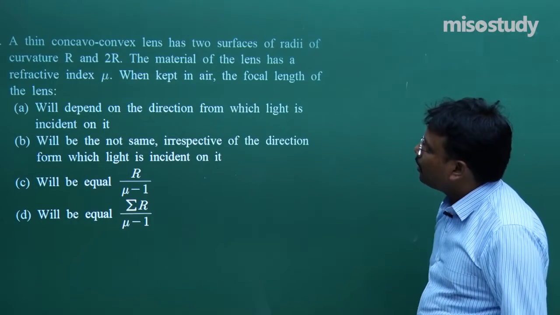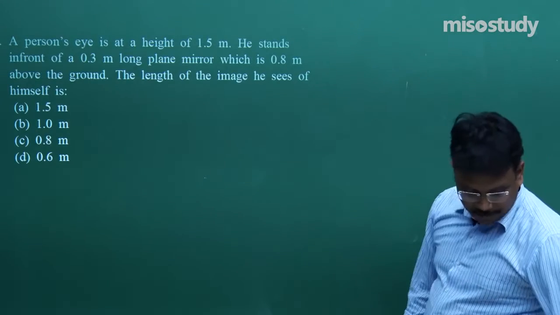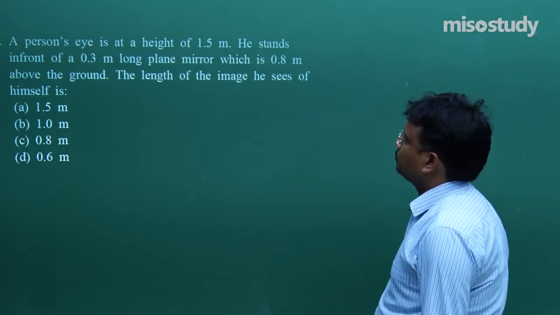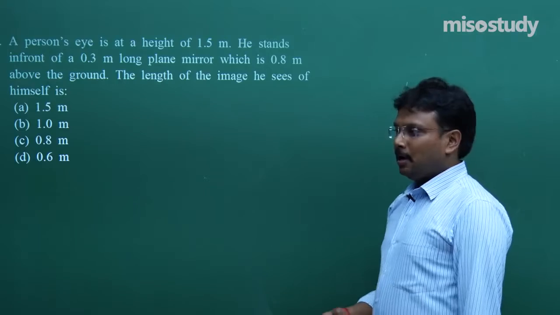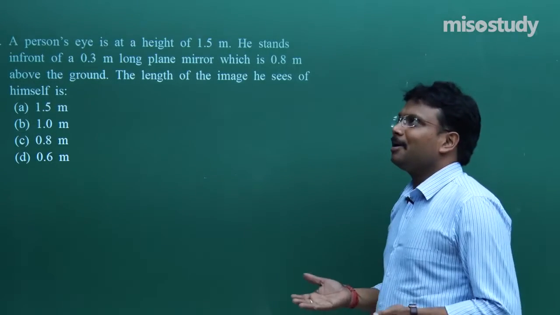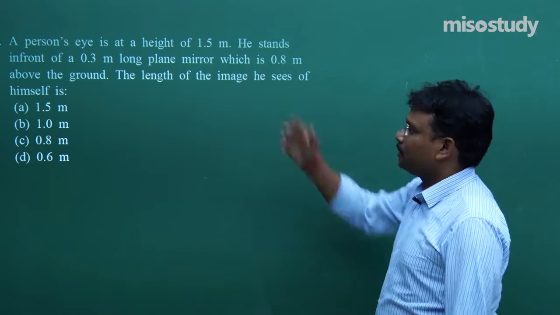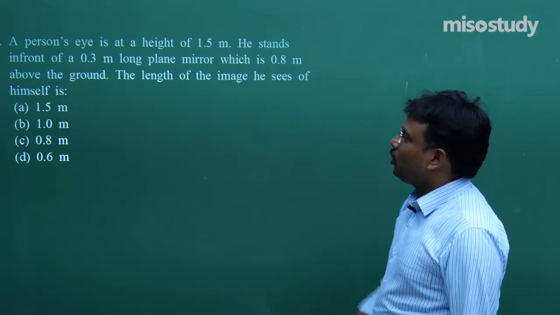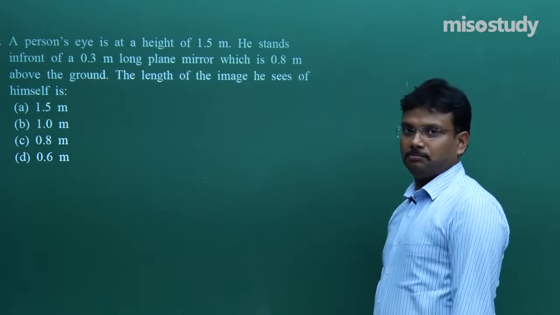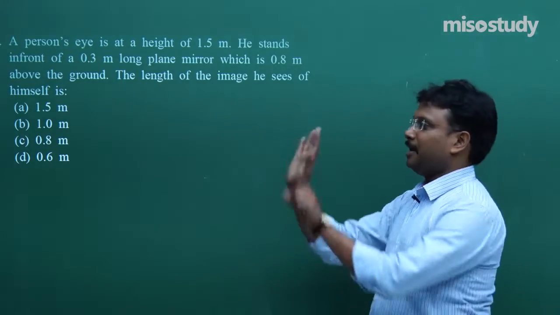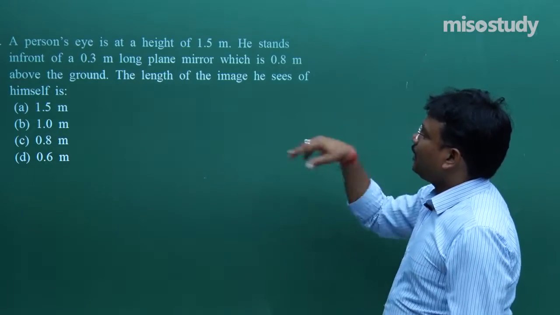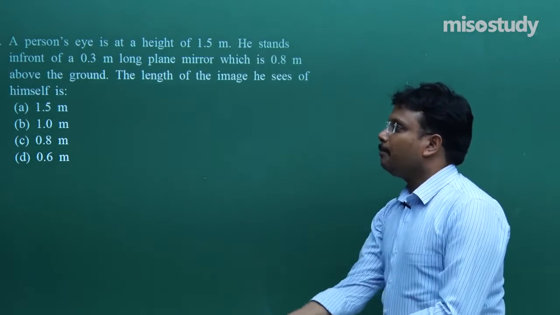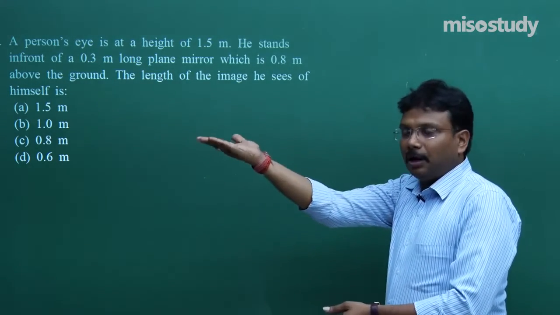So, here comes the next problem: a person's eye is at a height of 1.5 meter. Let's say I am not as tall, but let's say that person is a very tall one, 7 feet or so. I am a very short person. He stands in front of a 0.3 meter long plane mirror, like this, and the plane mirror is in front of him, which is 0.8 meter above the ground, but the plane mirror is not exactly on the ground, but up to some extent above the ground.